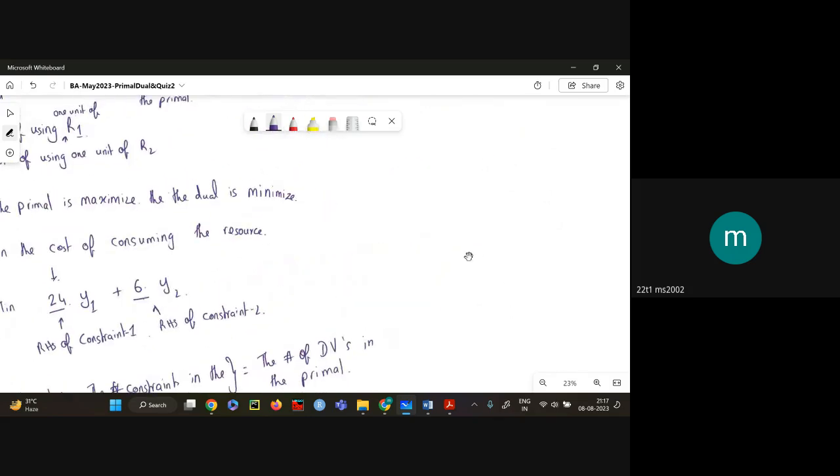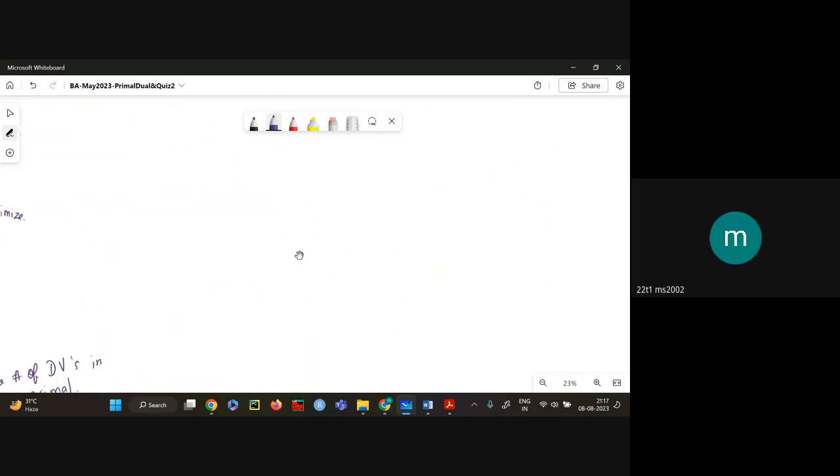So can we go ahead and directly do it by looking at the equations? Yes, that is what I'm coming to right now. So once you convert a primal to the standard form, once you have a primal in the standard form, what will you have?